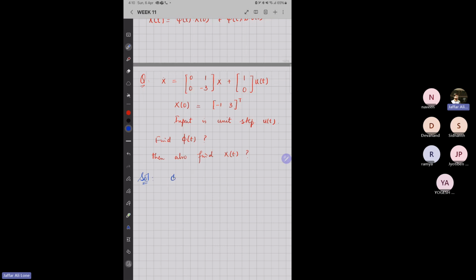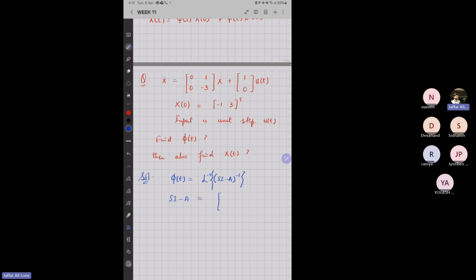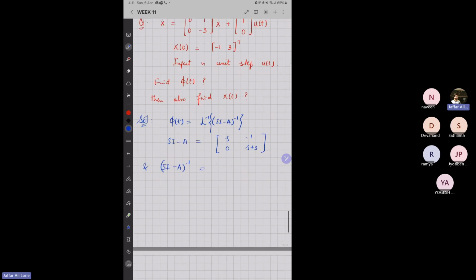So you know phi t is what? Phi t is Laplace inverse of sI minus A inverse. When you solve it, sI minus A will be the matrix s, 0, minus 1, s plus 3. And sI minus A inverse will be 1 by s, 1 divided by s into s plus 3, 0, 1 divided by s plus 3. Now I need to take the Laplace inverse of sI minus A inverse. Please quickly tell me, what is the inverse Laplace transform of 1 over s?